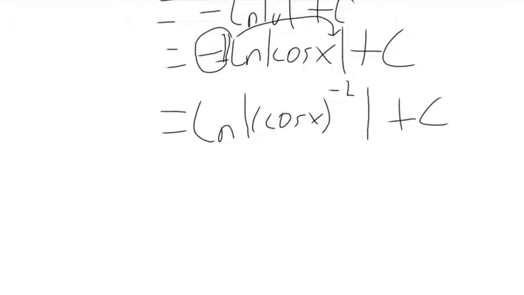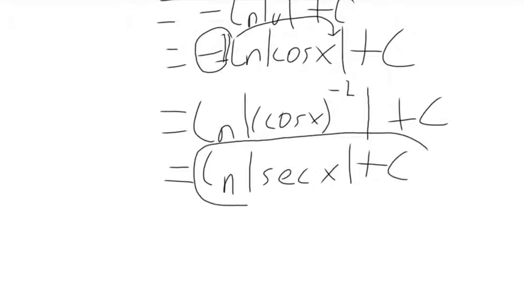plus a constant. Now don't put down the negative 1 right here, because that would make it look like inverse cosine. That's something else. This means that we're raising it to the negative first power. In other words, we're taking the reciprocal of it. And the reciprocal of cosine is going to give me secant of x. And then plus a constant. And this is how we usually write the answer for the integral of the tangent of x. With that being said, we can take a look at the problem.